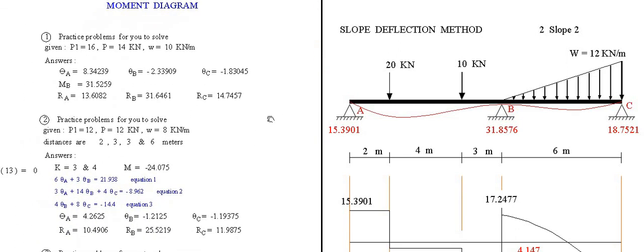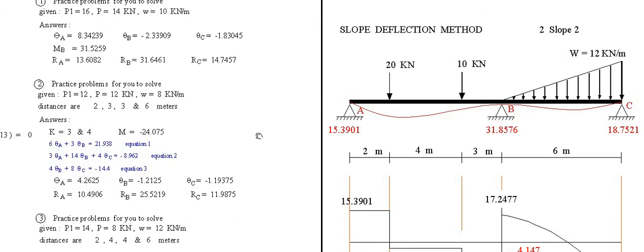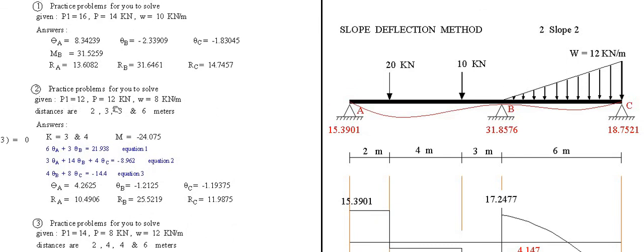Then the second challenge problem for you: we have P1, P2, and W, the triangular load. Then change the distances. Instead of 2, 4, 3, 6, the distances are 3, 2, 3, 3, and 6. Change the distances. Then the answer: we have K as 3 and 4. Then the resulting moment is minus 24.0754 at B.